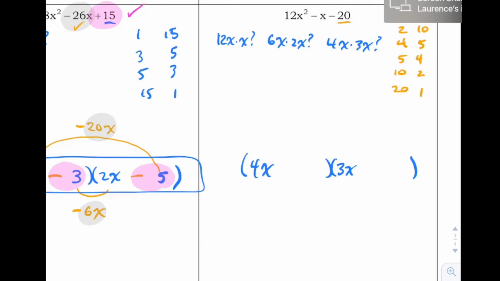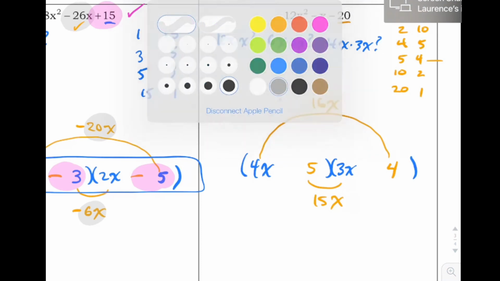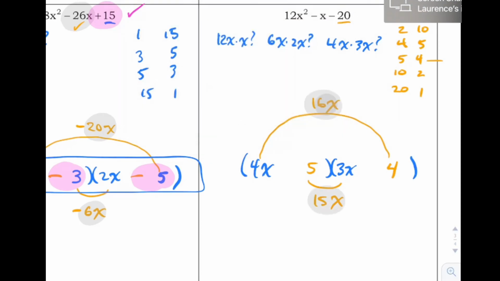Anyway, we're trying to get a -1 in the middle. So let's try some numbers in the middle here too. Let's try a 5 and a 4, and I just grabbed those kind of at random. I don't know what the answer is right now. So if I go 4x times 4, I will get a 16x. And if I go 5 times 3x, I will get a 15x. Here's the question. Can you add some kind of a positive or negative 16 to a positive or negative 15 to get a negative x?